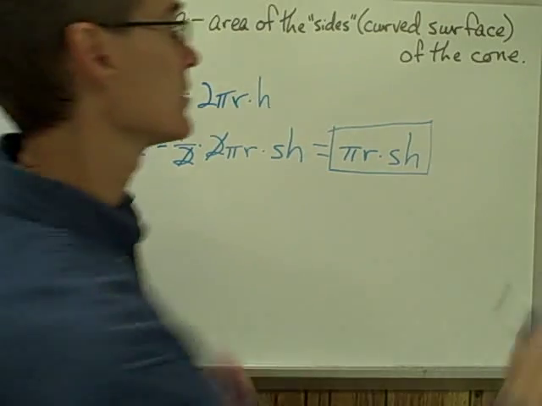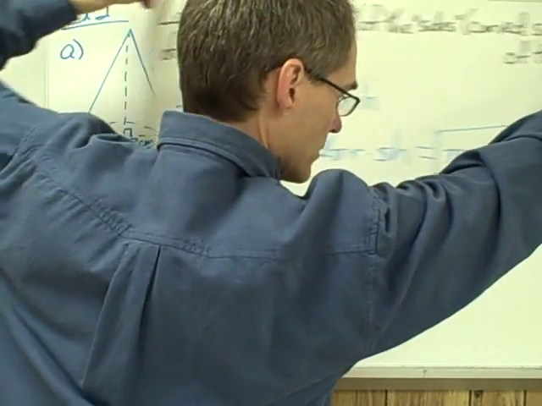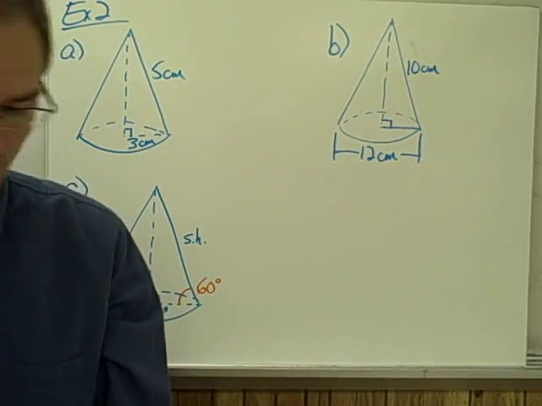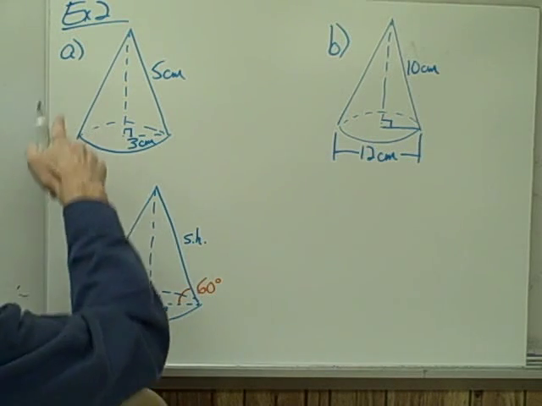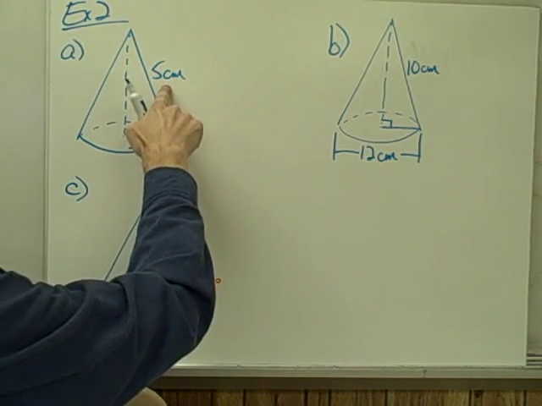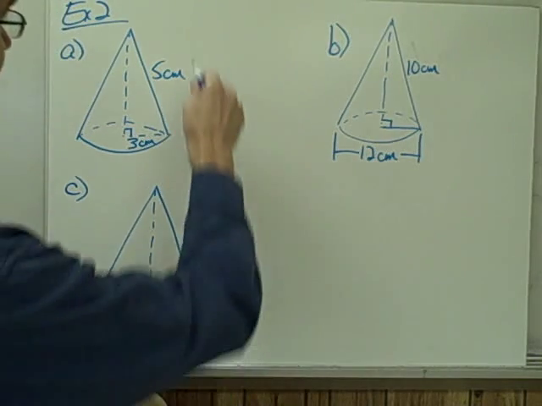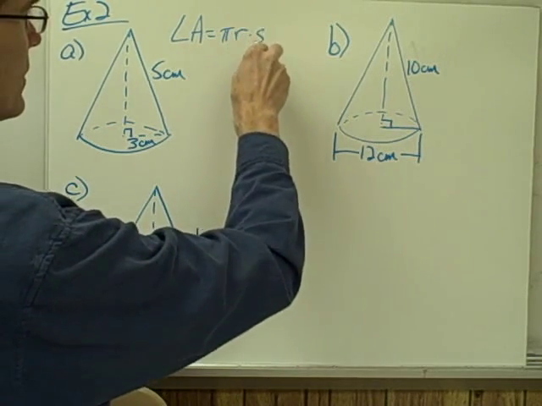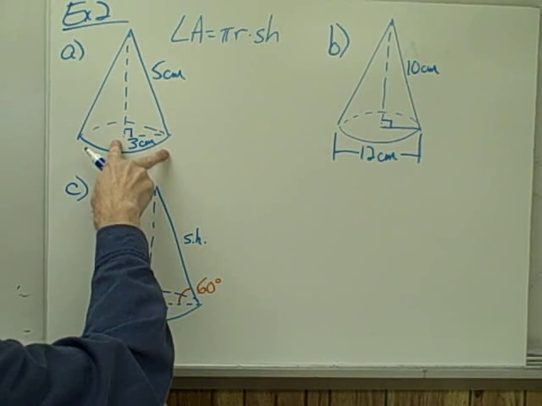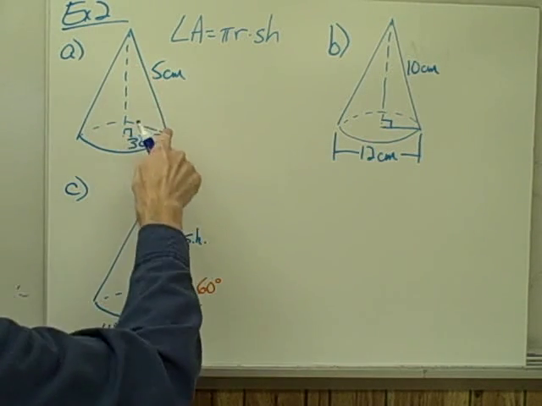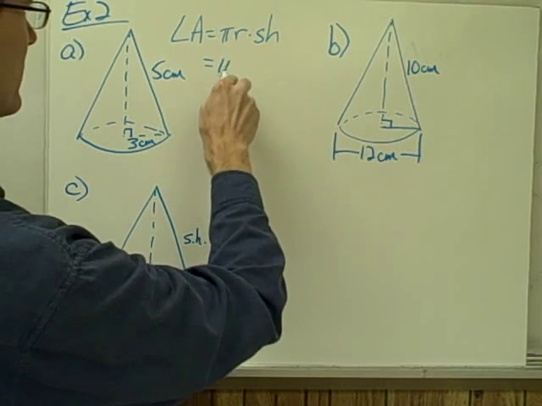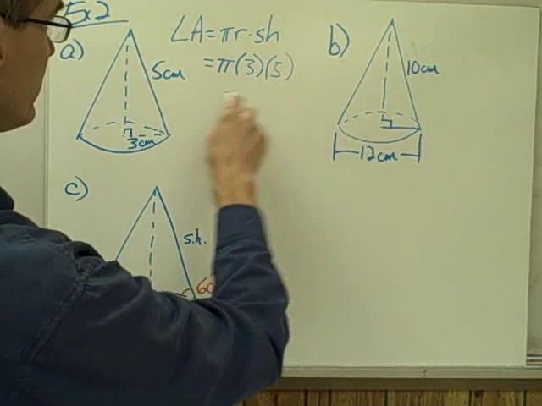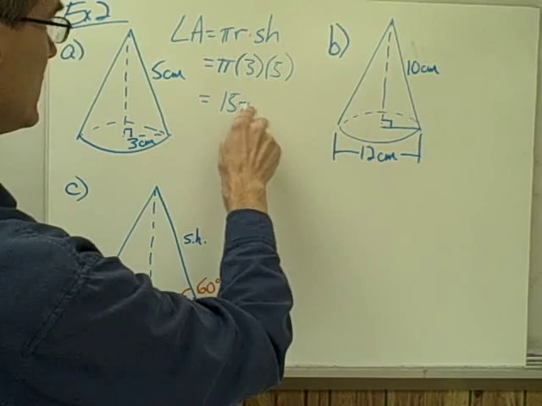So let's take a look at some examples calculating the lateral area of a cone using that formula. So example number 2, I have a cone here. My radius is 3 centimeters. My slant height is 5 centimeters. I want to calculate the lateral area. Well, the lateral area of the cone is just pi r times slant height. I've got my value for r, my radius. I've got my value for slant height. So I just plug those in. Pi times 3 times 5, and that gives me 15 pi.